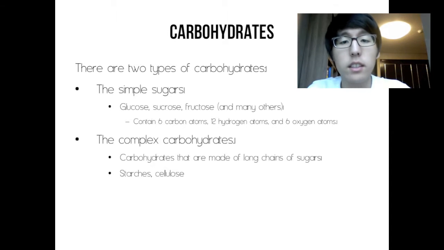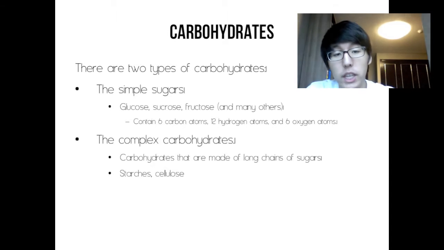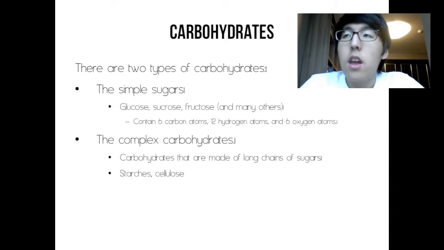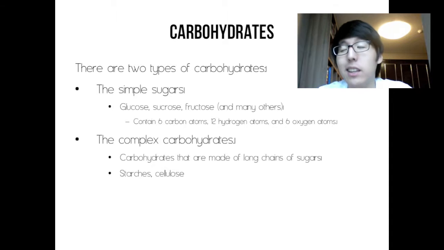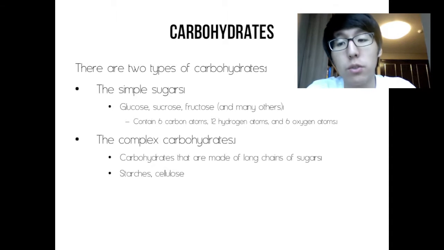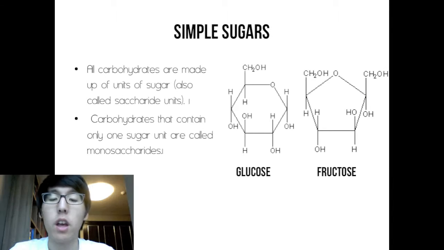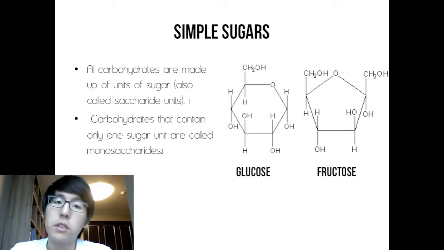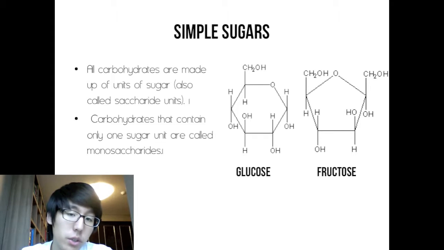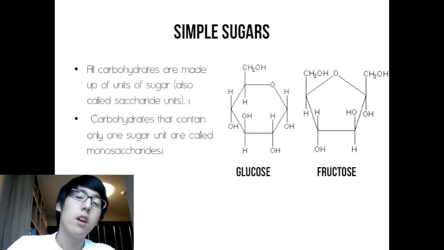And they contain 6 carbon atoms, 12 hydrogen atoms, and 6 oxygen atoms. Complex carbohydrates include starches and cellulose, and they are made of long chains of sugars. All carbohydrates are made up of units of sugar, which are also called saccharide units. Carbohydrates that contain only one sugar unit are called monosaccharides, hence the mono, which means one.